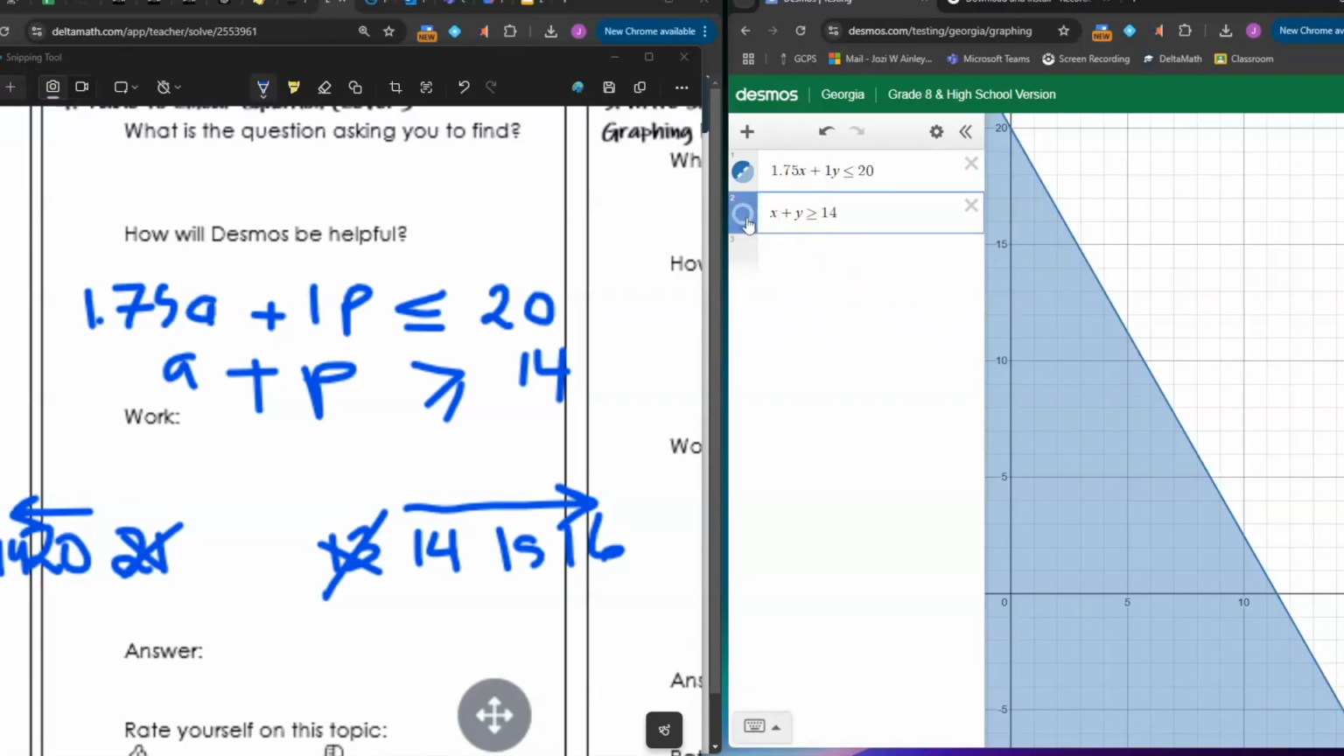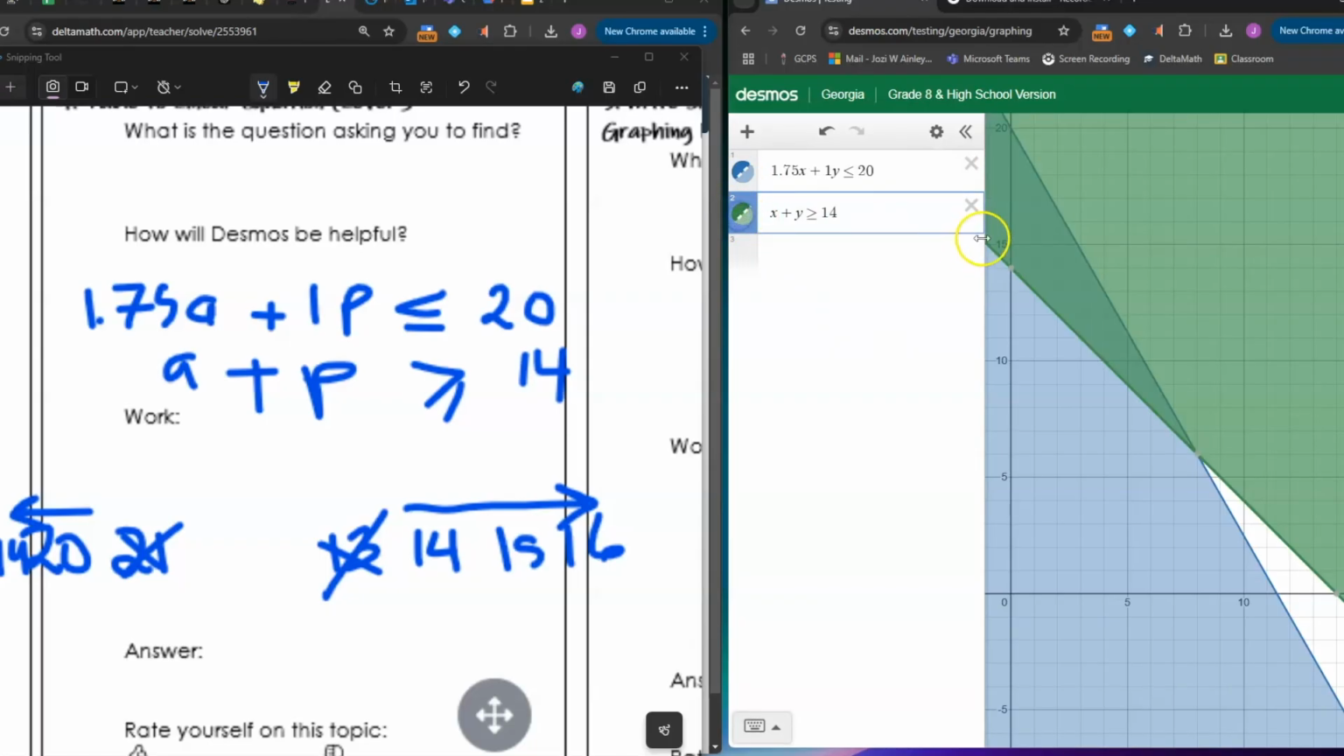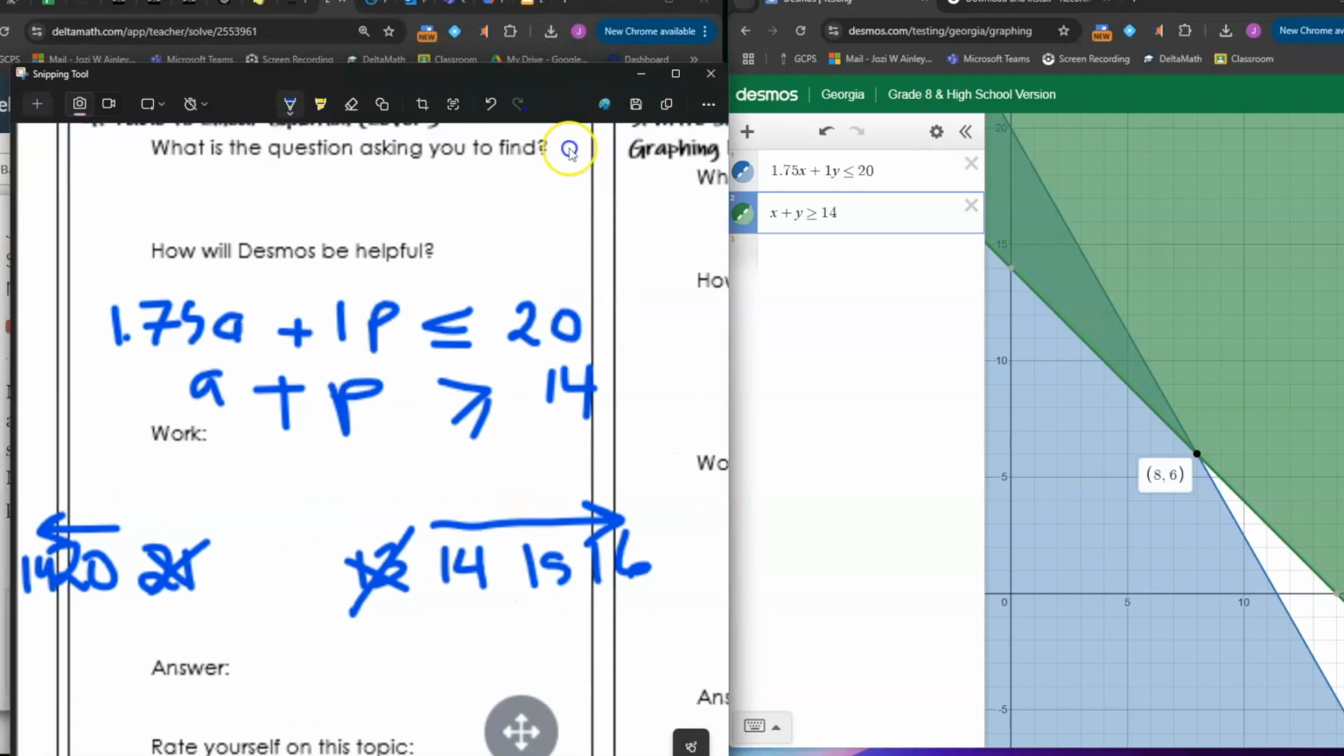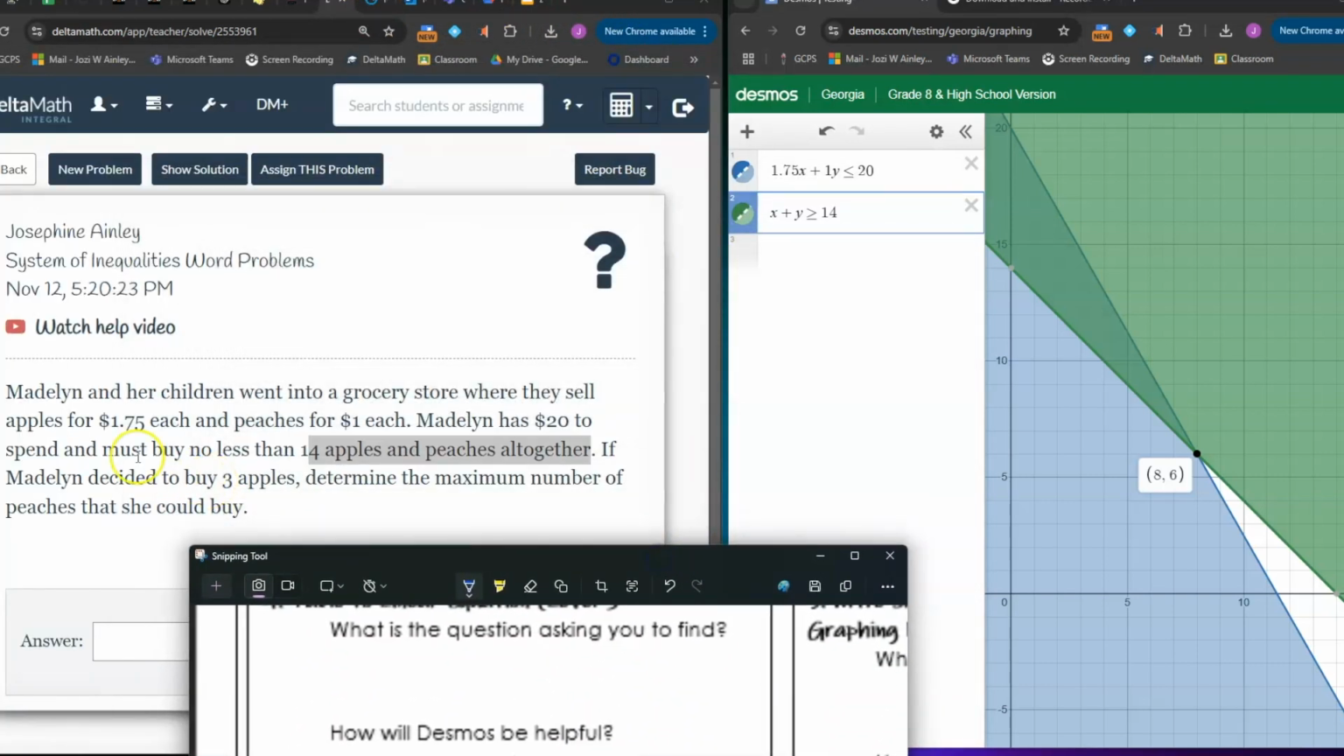All right, how do I know where my solutions are? It's where the colors intersect. So where does blue overlap with green? Right here. So anything in here, okay, and on this line, even this, on this line, why? Because they're solid. Stay away from what? Dotted lines. So these are my solutions. So now that you have your solutions, you can go back to your question. And my question says what? If Madeline decided to buy 3 apples, so which one was first?